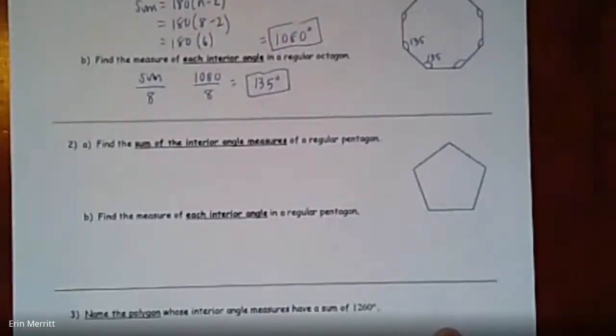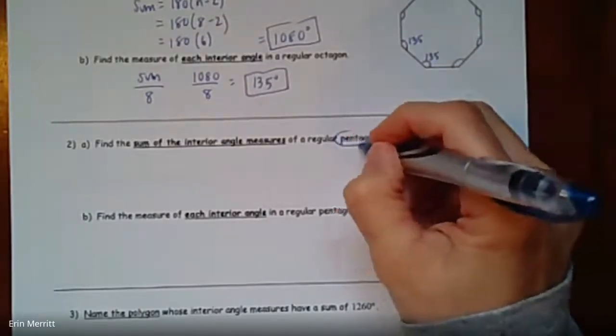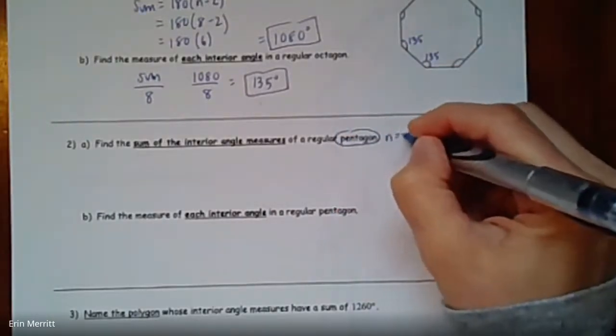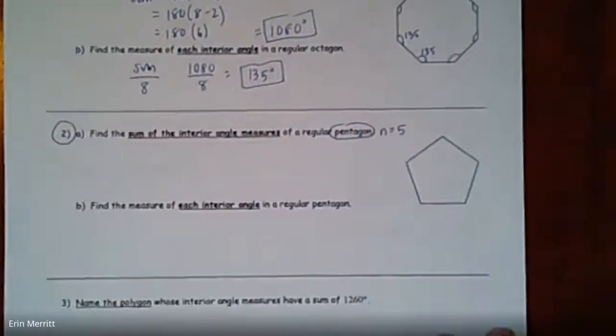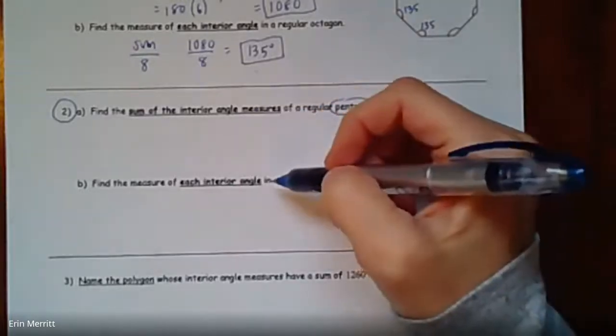All right. For the next one, it says find the sum of the interior angle measures of a regular pentagon. So pentagon, you got n equals 5. I want you guys to try number 2 on your own here. All right, so feel free to pause the video, give them a try right here.